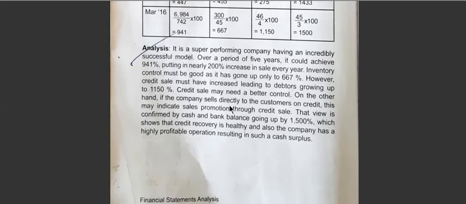If the company sells directly to the customer on credit, this may indicate sales promotion through credit sales. That view is confirmed by the cash and bank balance going up by 1,500%, which shows that the credit recovery rate is healthy and that the company is highly profitable, resulting in such a case.